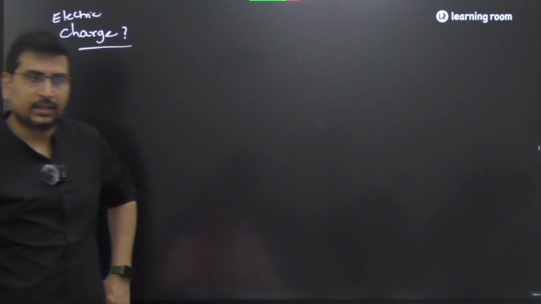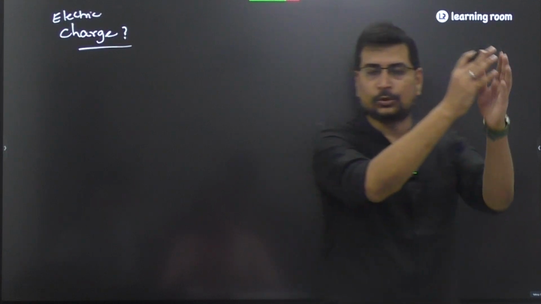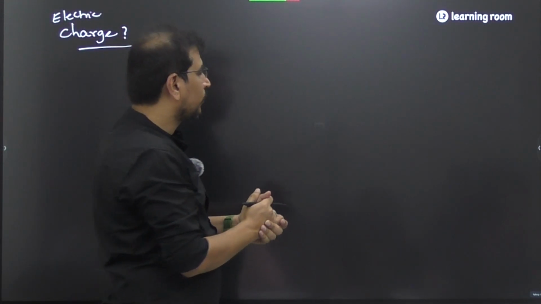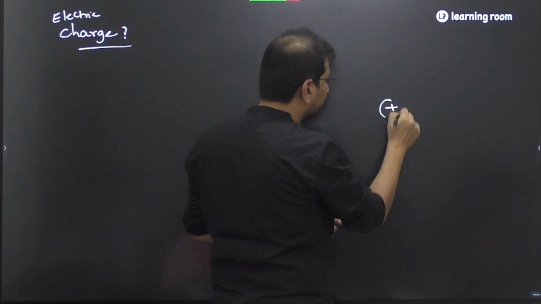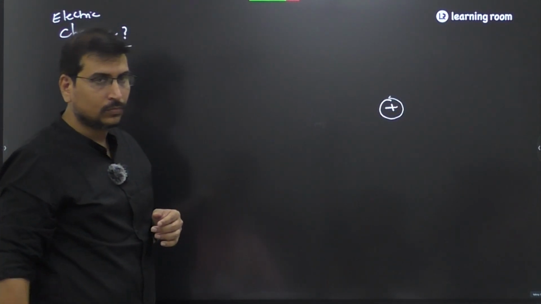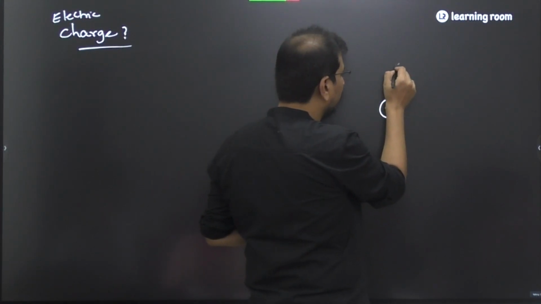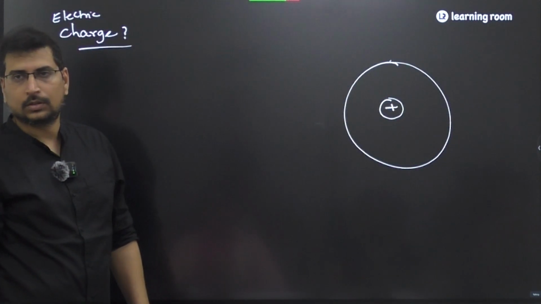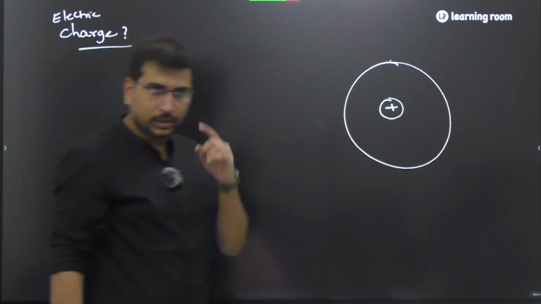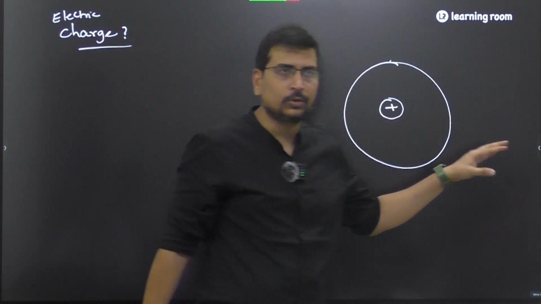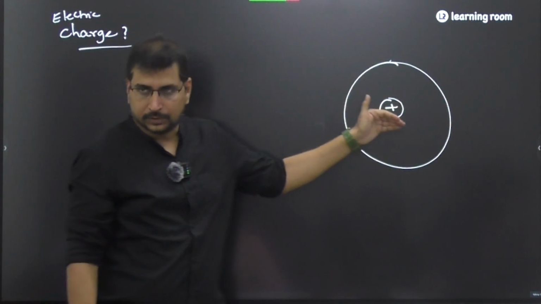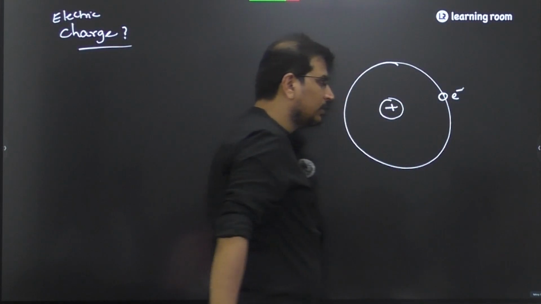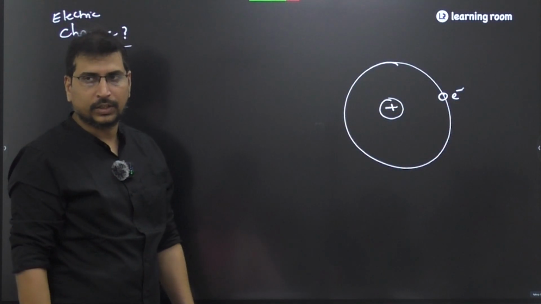So when you talk about an atom, basically, what does an atom consist of? You have a central core which is called the nucleus, around which you have the orbits. The electrons are going to revolve in those orbits. I'm not going to the concept of orbitals. Let's stop with this. Now, if I take an electron here, this is going to revolve around the nucleus.